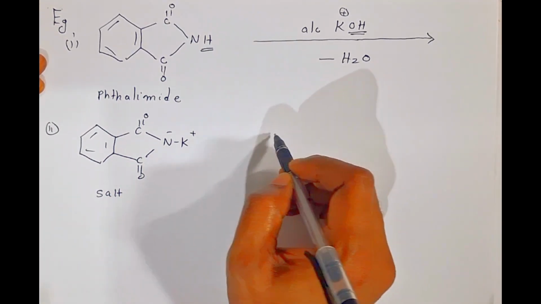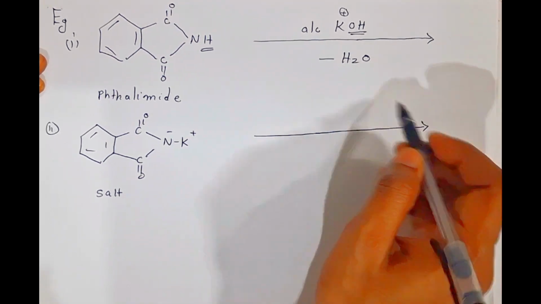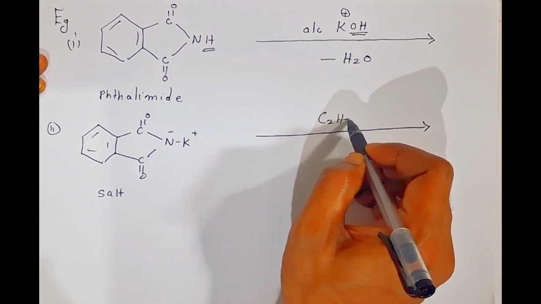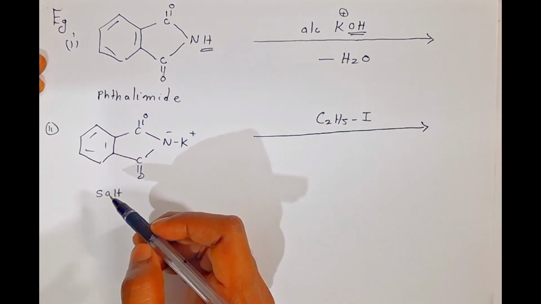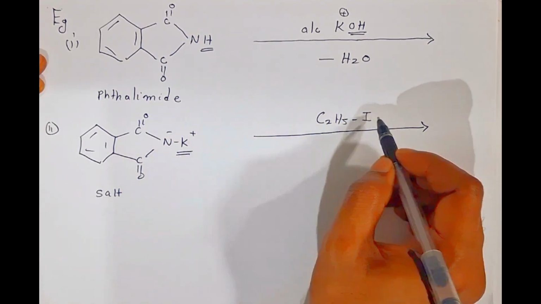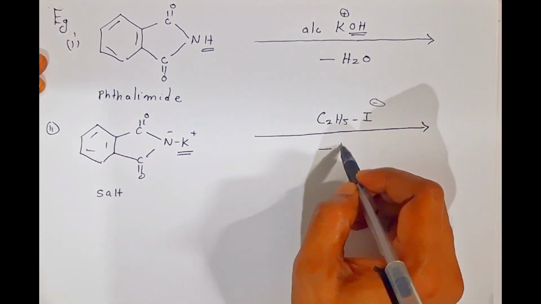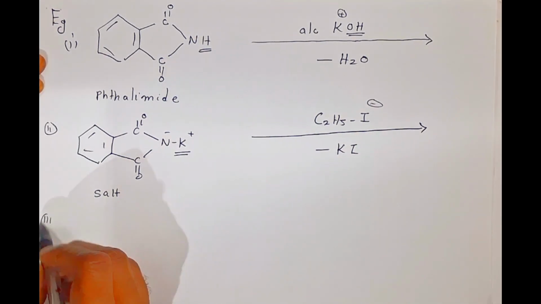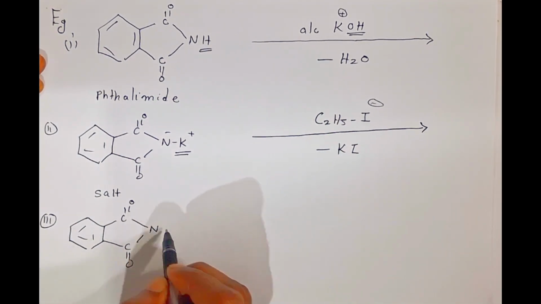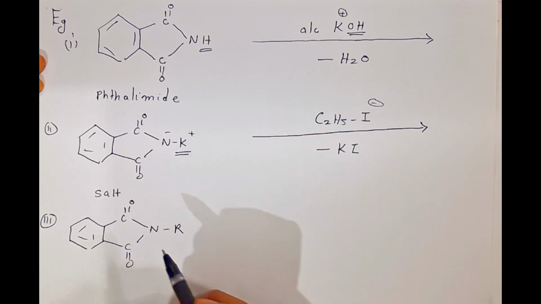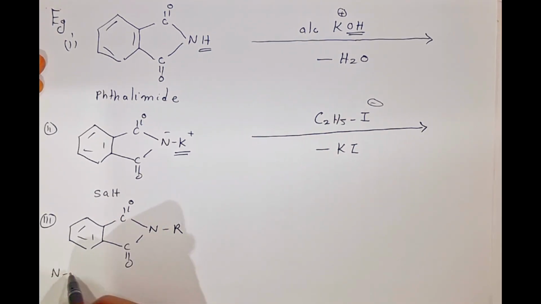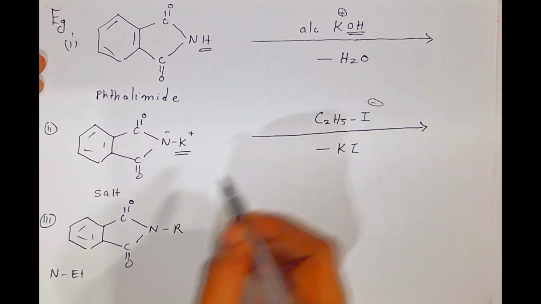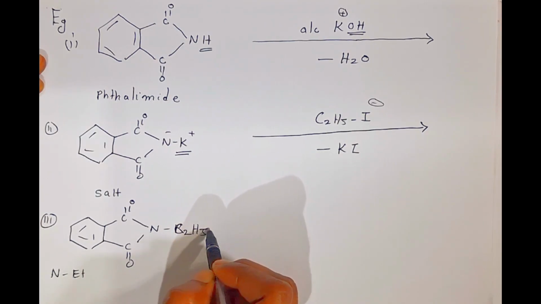Now again, students, you have to add C2H5I, ethyl iodide. What happens, students? This potassium combines with this iodine and is removed as KI. Now this ethyl is combined with this nitrogen. In the third reaction, students, there is a formation of N-ethyl phthalimide. This is N-ethyl phthalimide. Here, instead of alkyl we have written C2H5.